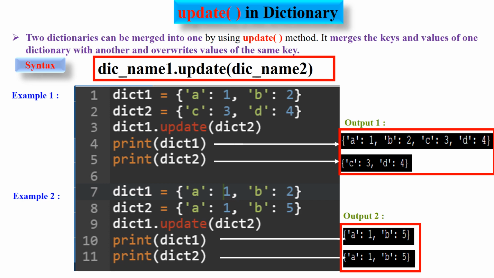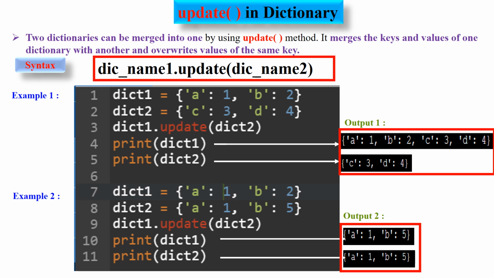In this example, dict1 and dict2 are initially separate dictionaries. After calling dict1.update(dict2), the key value pairs from dict2 are merged into dict1. The resulting merged dictionary is {A:1, B:2, C:3, D:4}. However, dict2 remains unchanged. The output of dict2 is {C:3, D:4}.